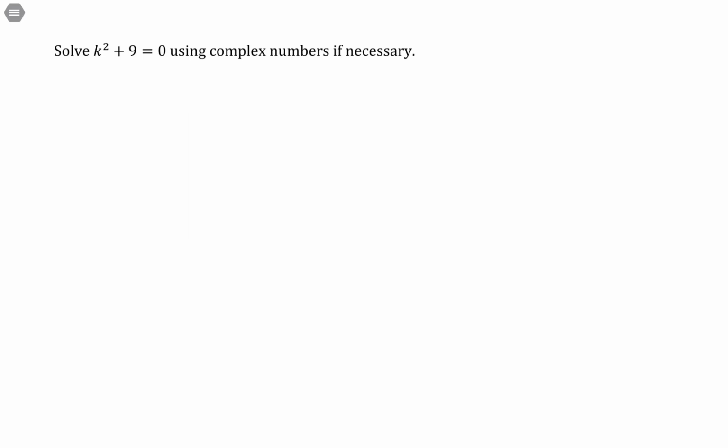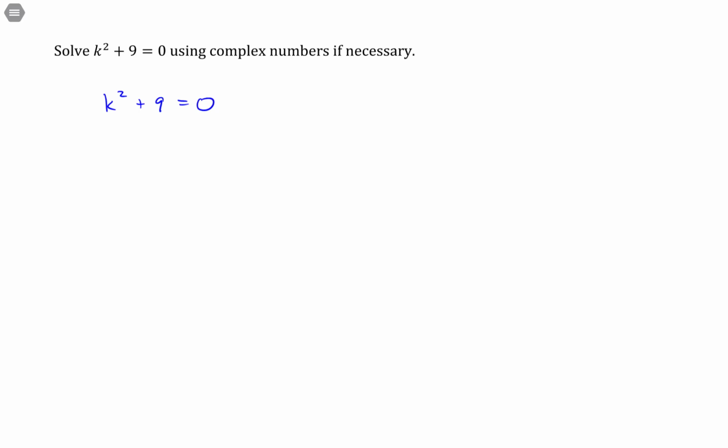Solve k squared plus 9 equals 0 using complex numbers if necessary. When we have a quadratic, generally what we're going to do as a baseline strategy is to collect all terms to one side of the equation and begin trying the factoring process.